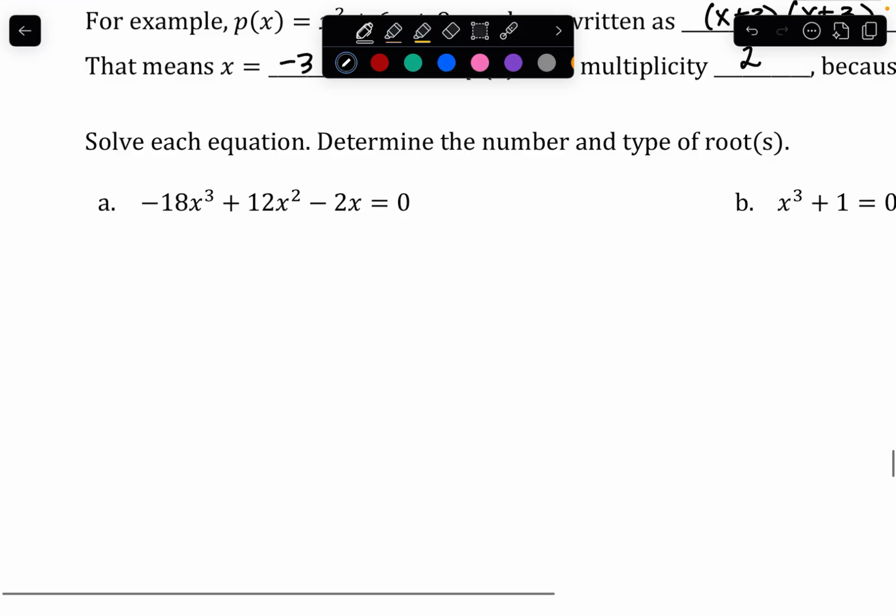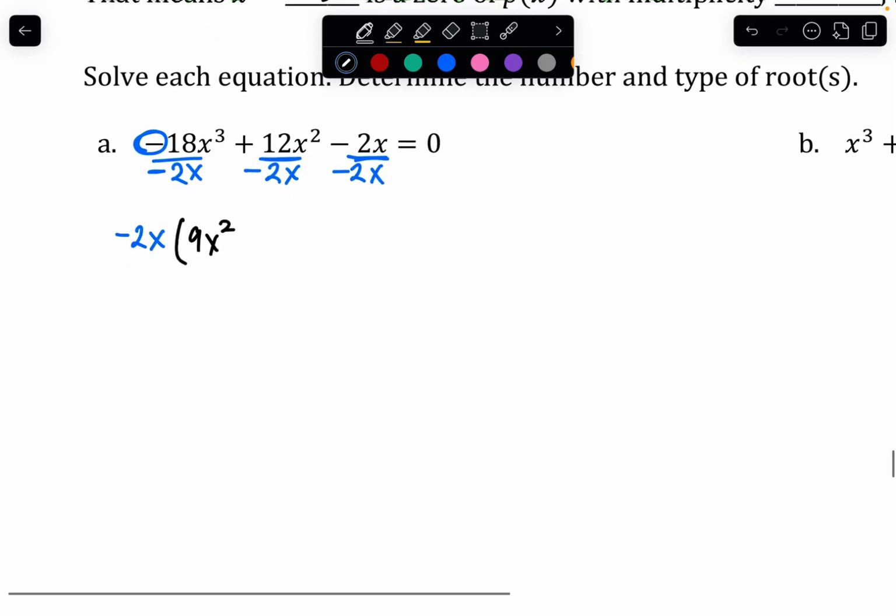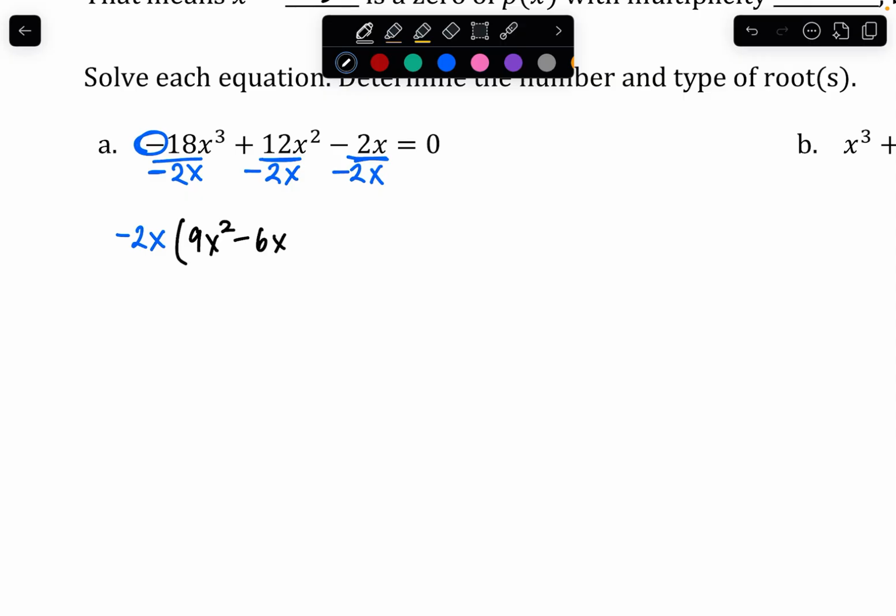So starting with number 1, to factor this, I am noticing that my last term isn't constant, and so that means I'm going to have a GCF that includes the variable. And so every single one of these terms can be divided by x, and they can also be divided by 2. All these numbers are even. And then if the leading term is negative, so is your GCF, okay? Always factor out a negative if your leading term is negative. And so factoring out that negative 2x leaves us with 9x squared, divide the coefficients, subtract exponents, minus 6x, and then plus 1.